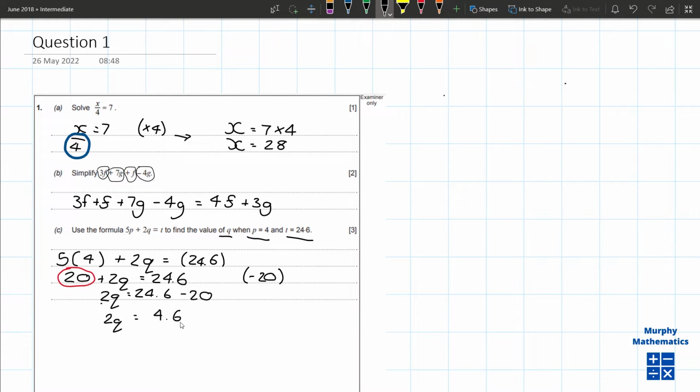and then I want to find out what 1q is. I want to find the value of q, not 2q, so I need to get rid of this 2. So I'm going to divide both sides by 2. So I'm left with q equals 4.6 divide by 2. So then I've got q equals 2.3, and that's my answer.